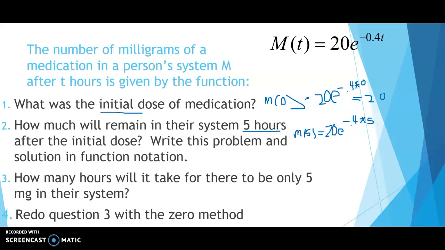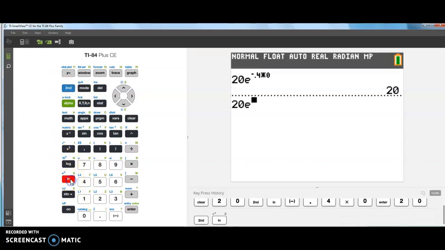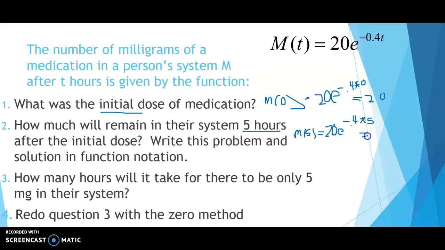All right, going back to my calculator to type this in. So I type 20, I use second and the ln key to get the e. My exponent is negative 0.4 times 5. We hit enter, and we're down to 2.7, and we can choose how to round, so 2.7, 2.71 milligrams. So we see that the body has eliminated a significant portion of the initial dose. So writing my answer, this is equal to 2.7. And the label here would be milligrams.